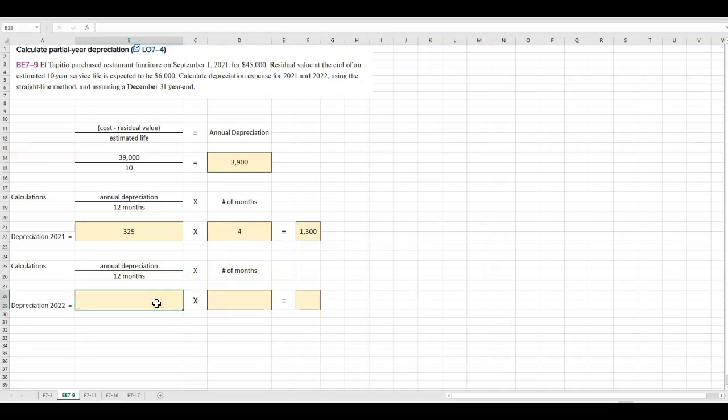Again, my annual depreciation divided by 12 months, and we don't really have to do this because we already know it's $3,900 a year. So for 2022, it's $3,900, but we could also do the annual depreciation divided by 12 months, put in the number of months, 12, and multiply it back out, 325 times 12. Either way works, but you had already calculated the annual amount. And for 2022, they had it the whole year. They had it from January 1st to December 31st.